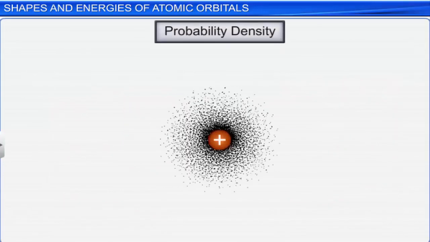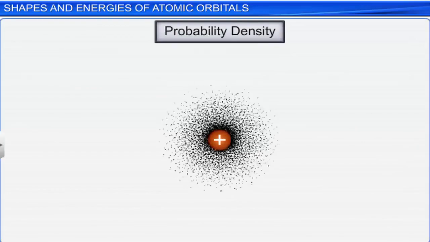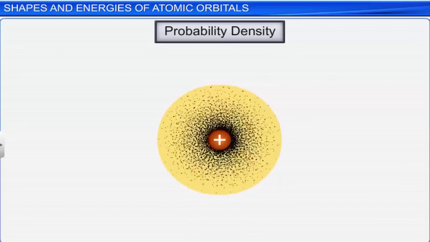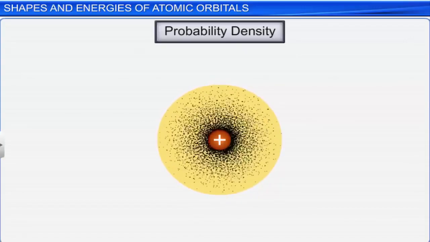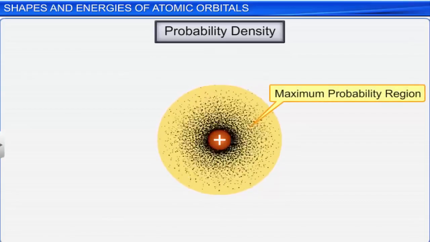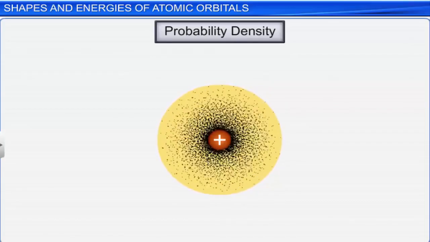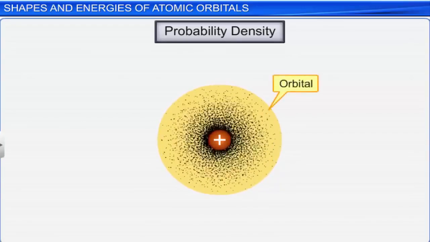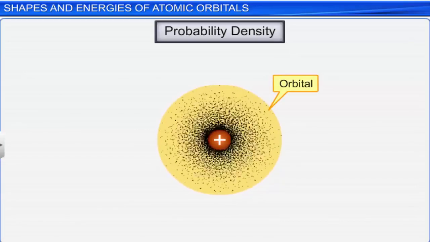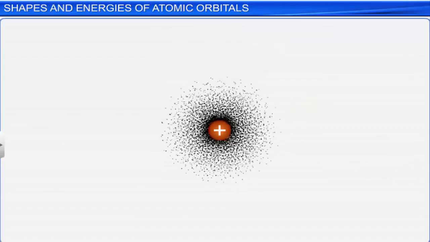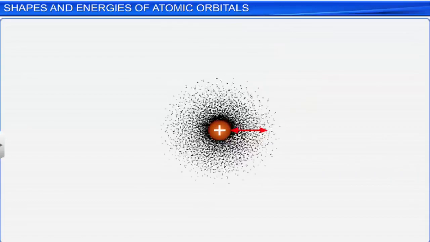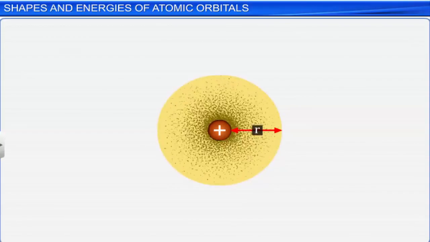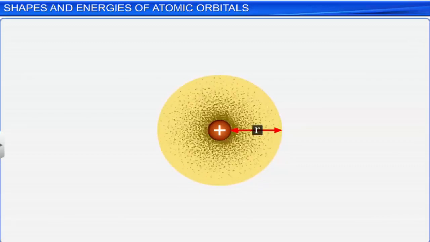By finding the probability density at different points in an atom, one can predict the region of space around the nucleus within which the probability of finding the electron is the maximum. This three-dimensional space around the nucleus, where the probability of finding the electron is maximum, is called an orbital. The probability of finding an electron is a function of distance r from the nucleus. The probability of finding an electron at a distance from the nucleus is called radial probability distribution.